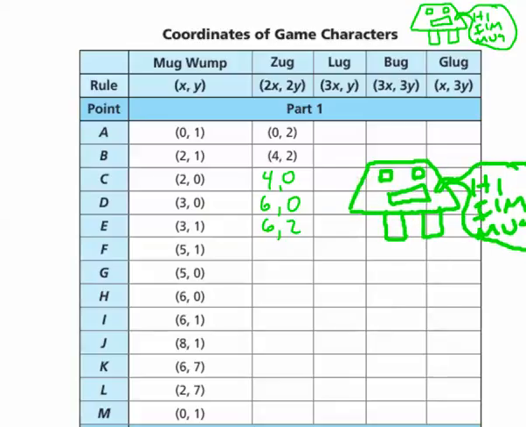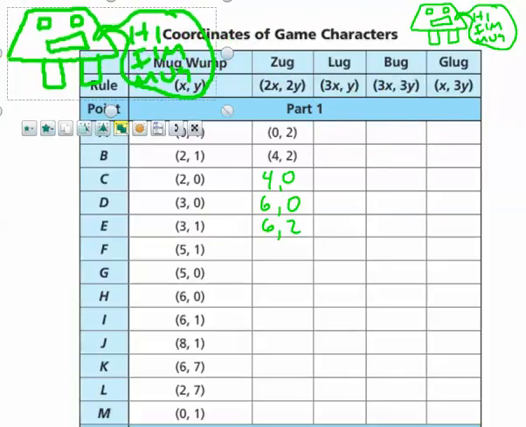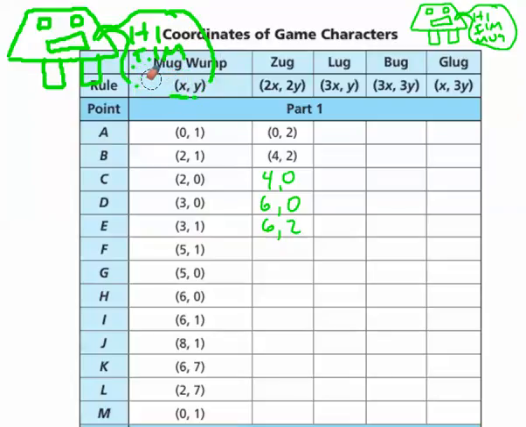Where his side lengths are roughly bigger. Put him over here. It says, hi, I'm Mug, but that's not Mug. That is going to be, that's going to be Zug.